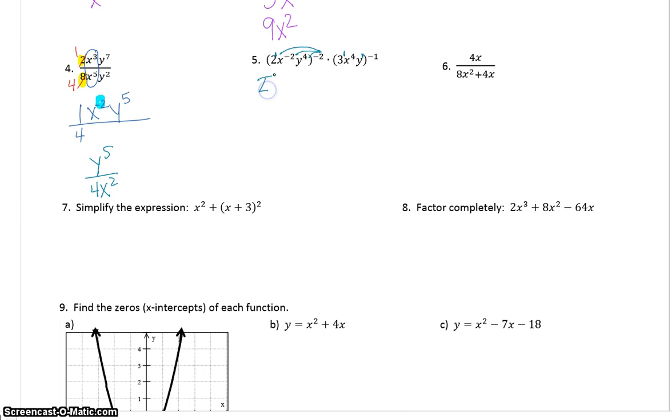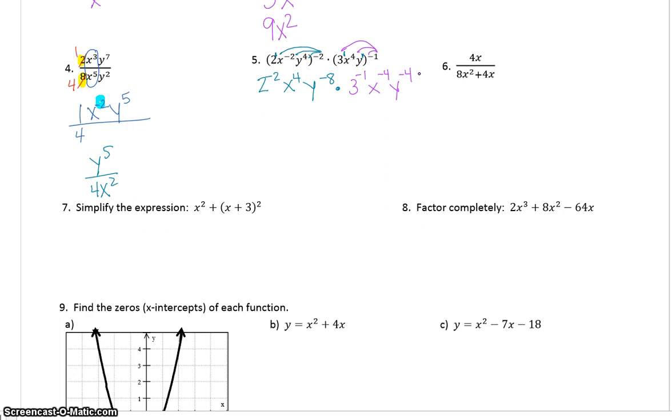So I get 2 to the negative 2, x to the positive 4, because a negative times a negative is a positive, and y to the negative 8 times. I'm going to distribute in or raise each thing to the power of negative 1 here. So 3 to the negative 1, x to the negative 4, y to the negative 4.